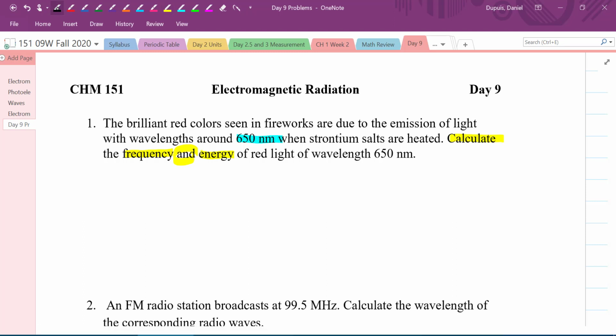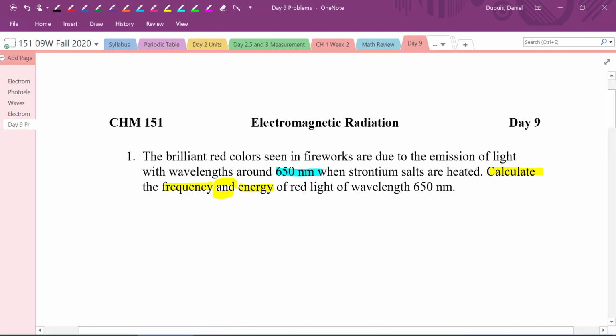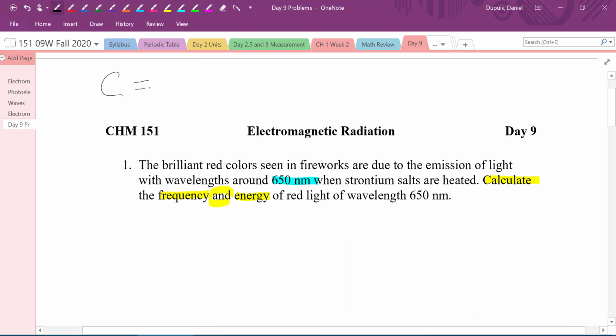So, my formulas. C equals lambda nu. E equals h nu. And combining these two formulas, E equals h c over lambda, right? So those are my two formulas and then the combination of energy and wavelength.